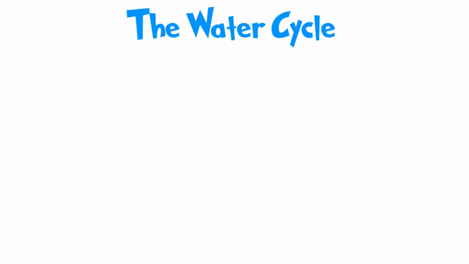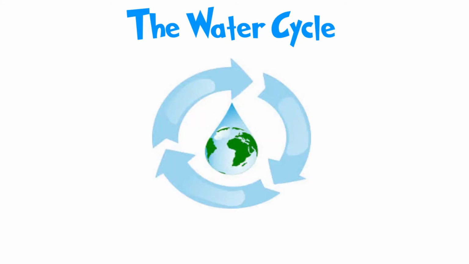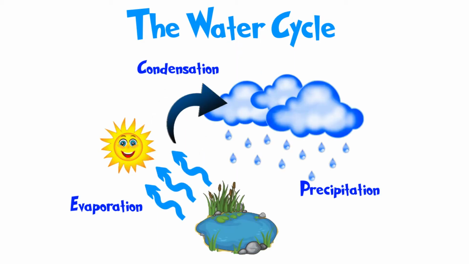Did you know that the water you drink is the same water that dinosaurs also used to drink? That's because Earth has been recycling water for almost 4 billion years. The Earth's water moves between the land and sky in an ongoing cycle known as the water cycle.